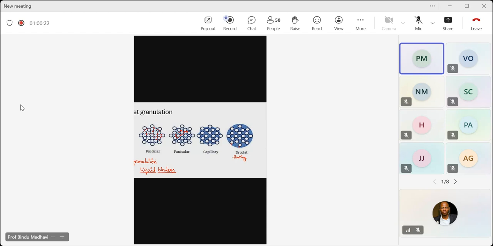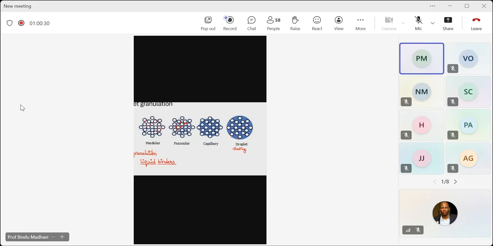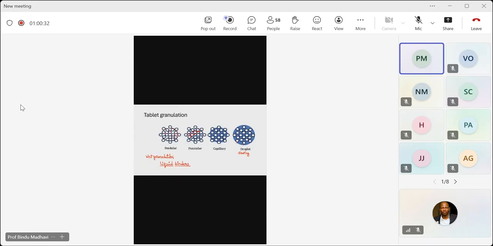the droplet stage. Now, what is the relation of this liquid addition to the rheology, and what is the relation of this liquid addition to proper granulation? That can be explained by using this graph.